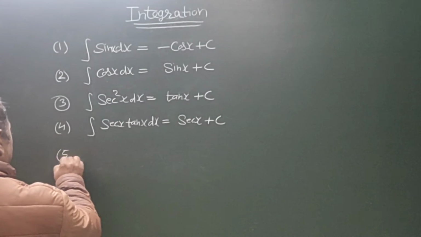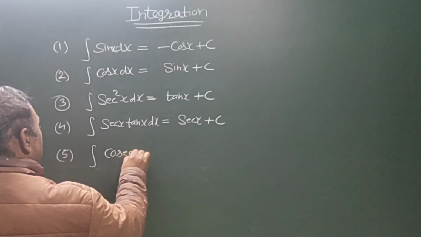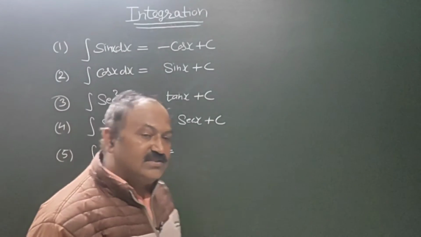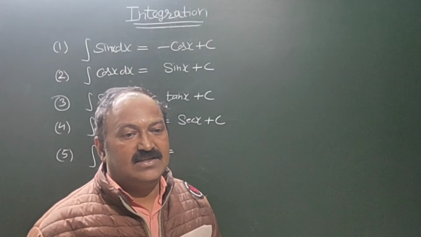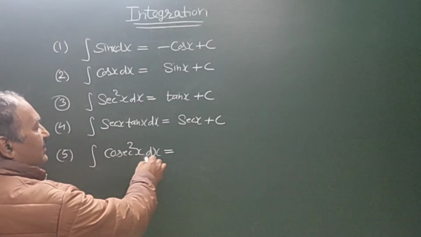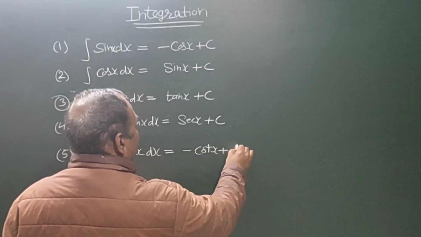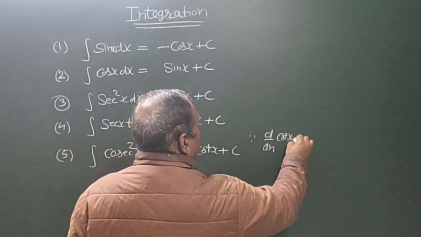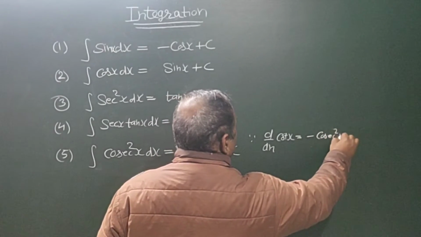And fifth is integration of cosecant square x into dx, because derivative of cot x is minus cosecant square x, therefore integration of cosecant square x into dx will be equal to minus cot x plus c, because derivative of cot x is equal to minus cosecant square x.